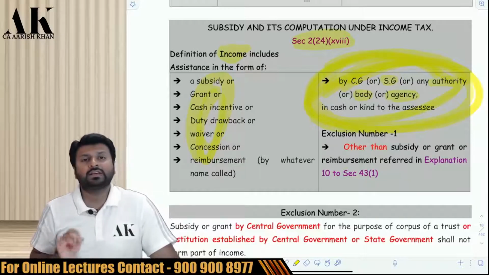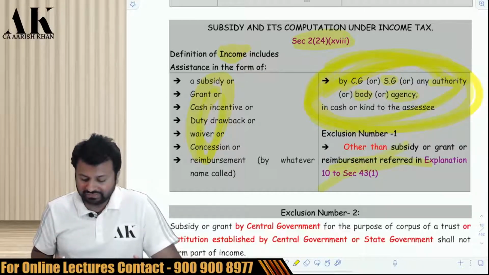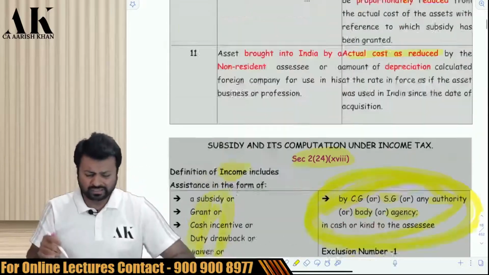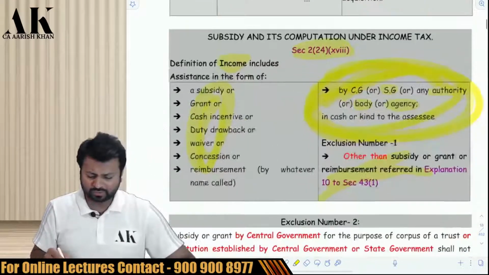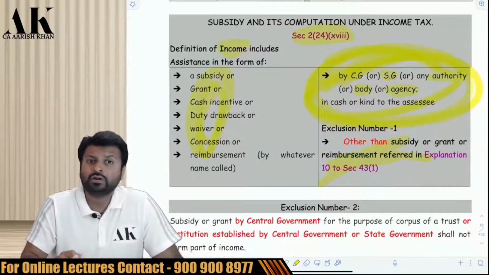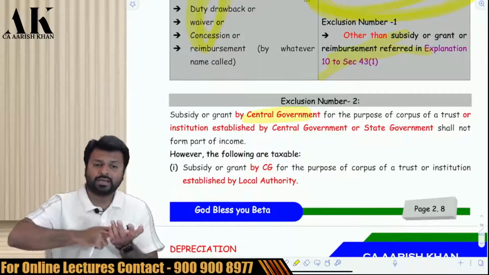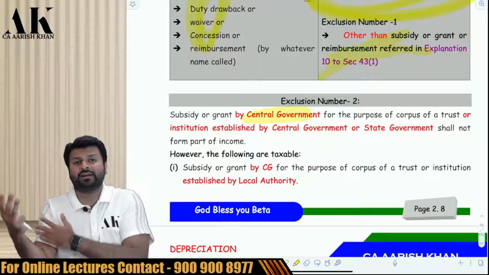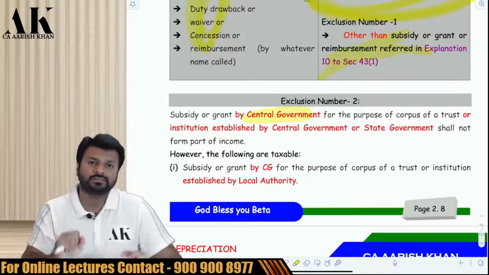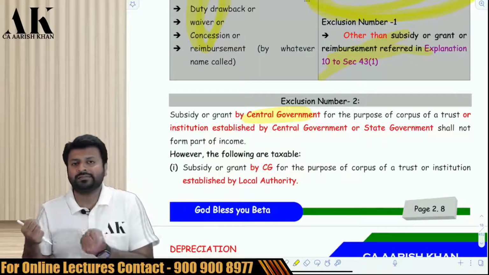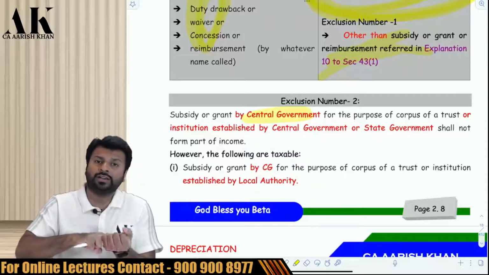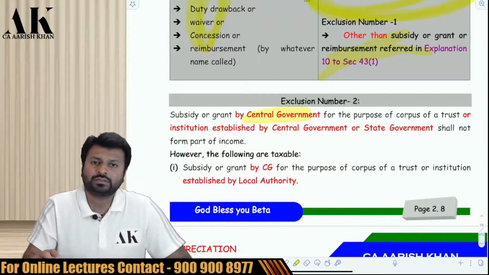First, there are 3 exceptions which the government has created. First, if the subsidy, grant, or reimbursement is in relation to a fixed asset, then you have to follow Explanation 10 only. That is reduced from the actual cost. Then it will not be income. Second, if the subsidy, grant, or reimbursement is given by the central government to a central government funded trust or a state government funded trust, so the giver is the central government and the receiver is a central government trust or a state government trust, then in that case, it is not subject to tax.